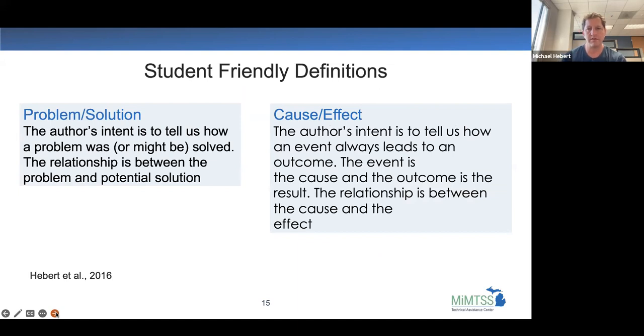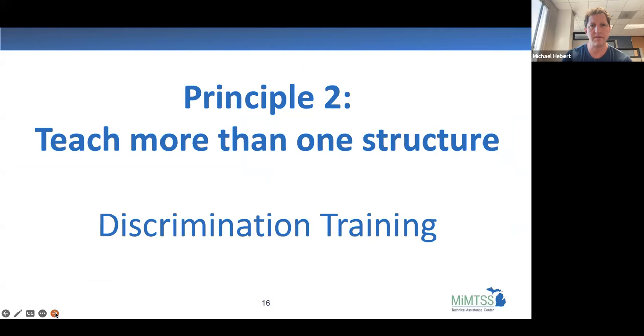And so you can see that these definitions are really meant to be simple and really just help kids understand what the concept is. So after we've helped build a little bit of a conceptual understanding around this, the second principle is that we will try to teach more than one text structure.